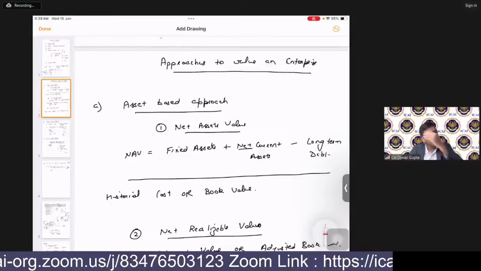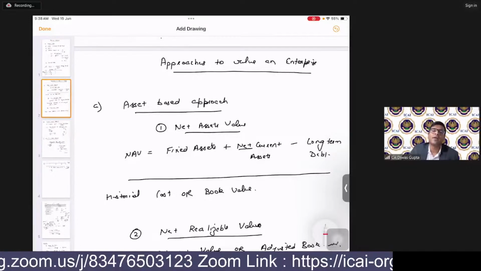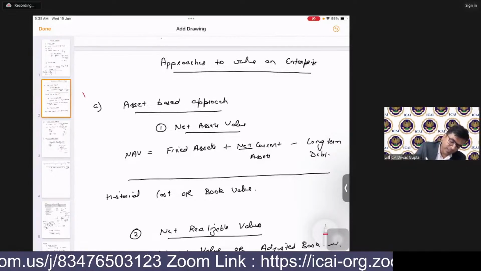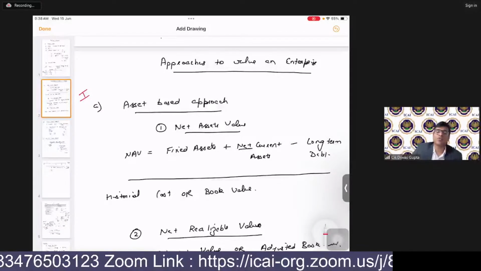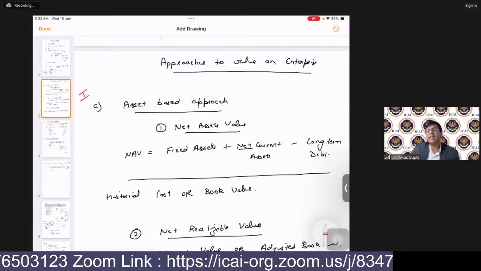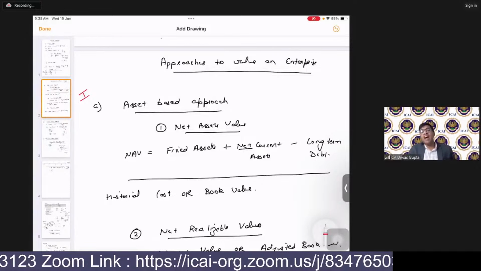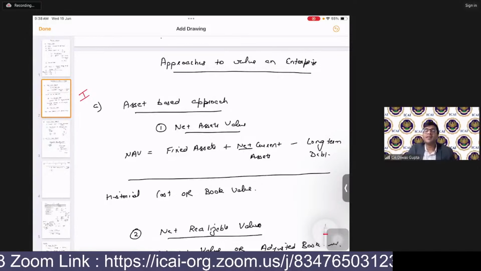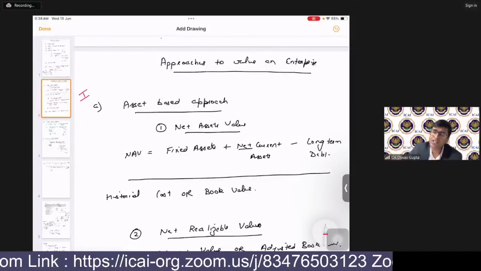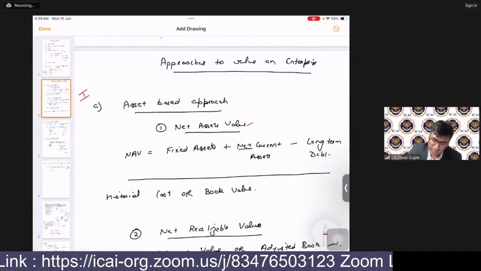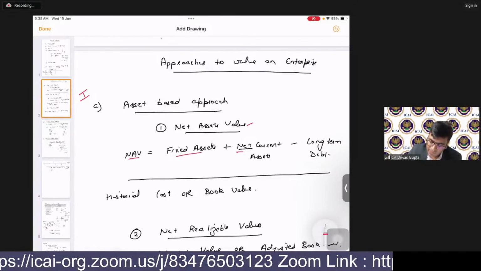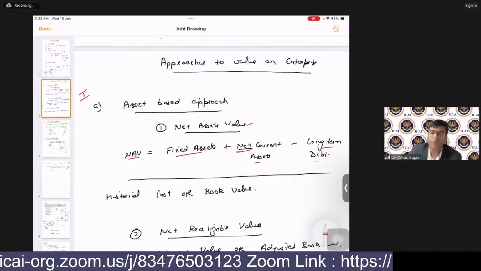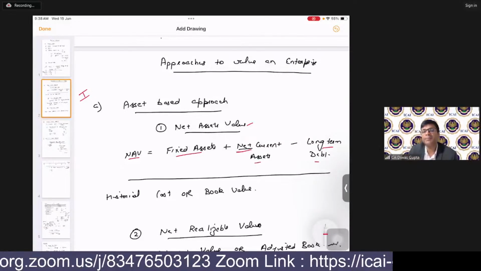Now, there are different approaches to value an enterprise. Let's discuss the three broad approaches. The first approach is the asset-based approach. Asset-based approach means what is the value of your real assets appearing in your balance sheet. So one is net assets value. Net assets value is what? Fixed assets plus net current assets minus long-term debt. Simple.